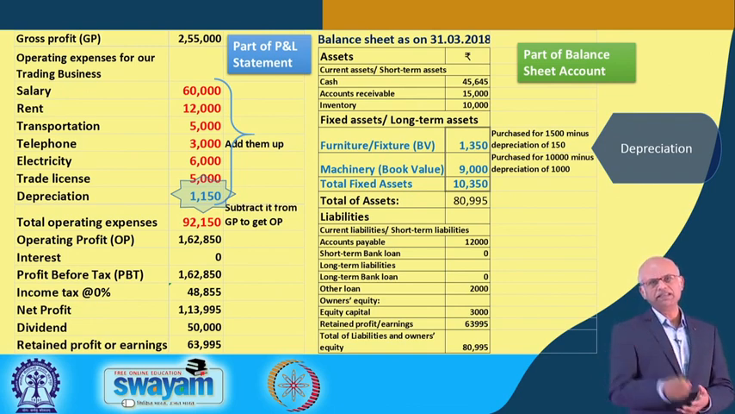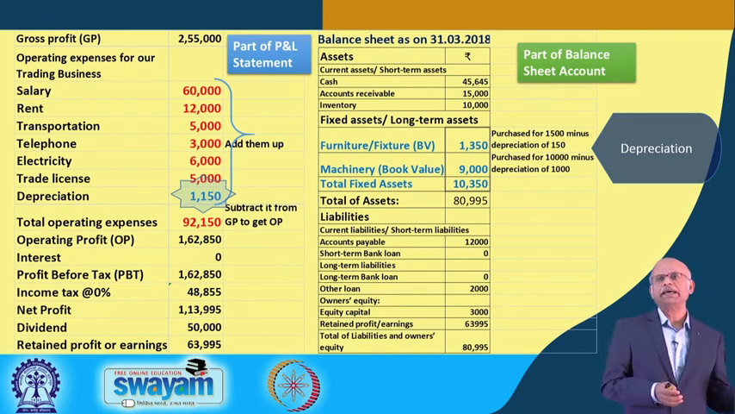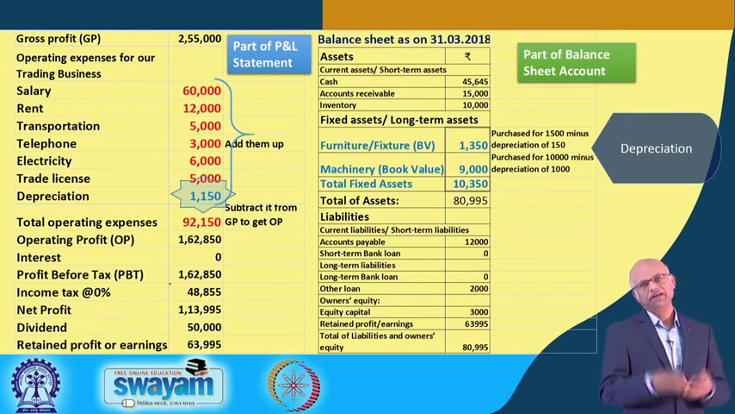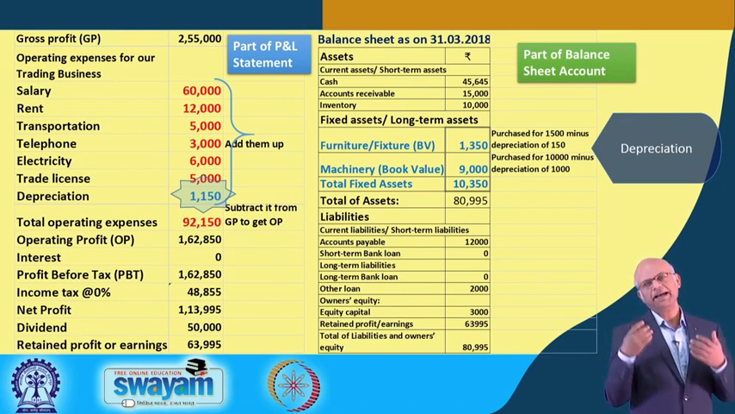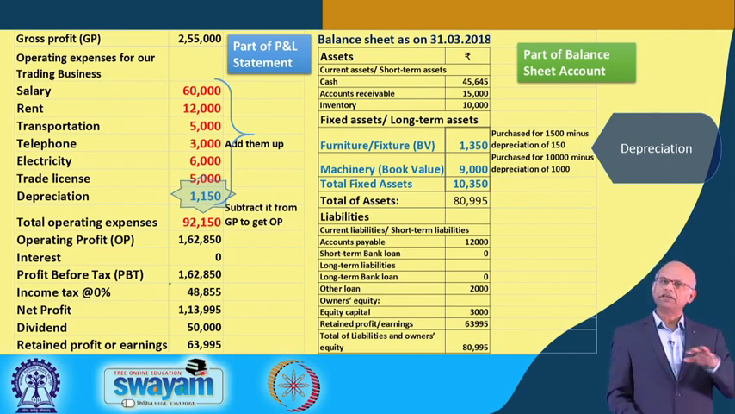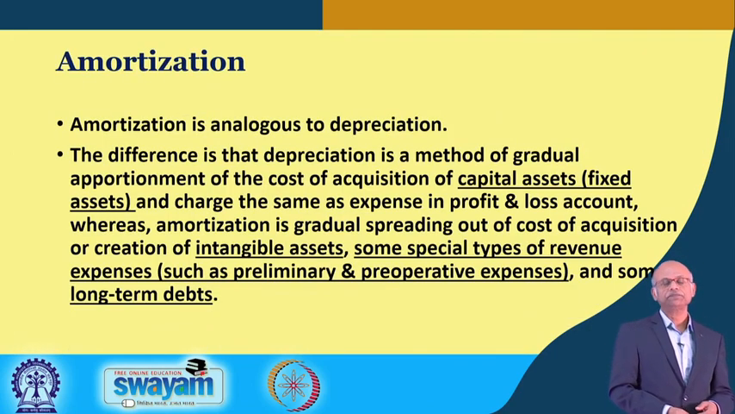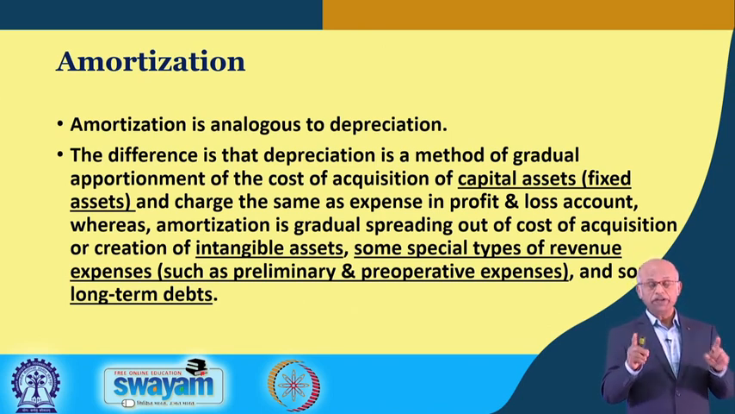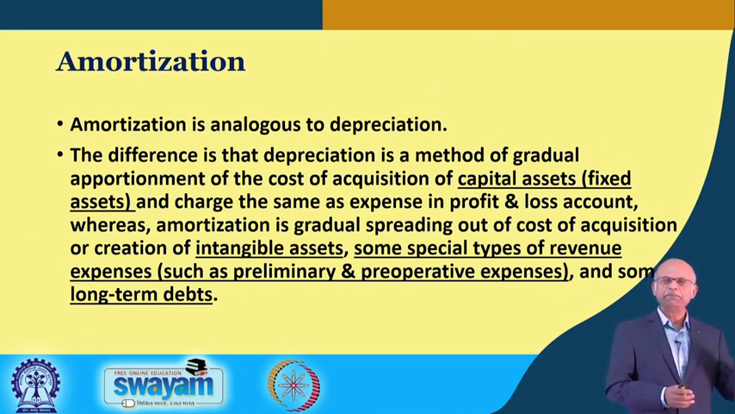Whereas, in the balance sheet under asset, whatever was the asset value last year, you deduct depreciation from it and then bring it here. That is how depreciation affects the value of the asset in the balance sheet. That is how the treatment is made. Next is amortization. Amortization is almost the same thing. It is not different. The only difference is that depreciation refers to tangible assets.